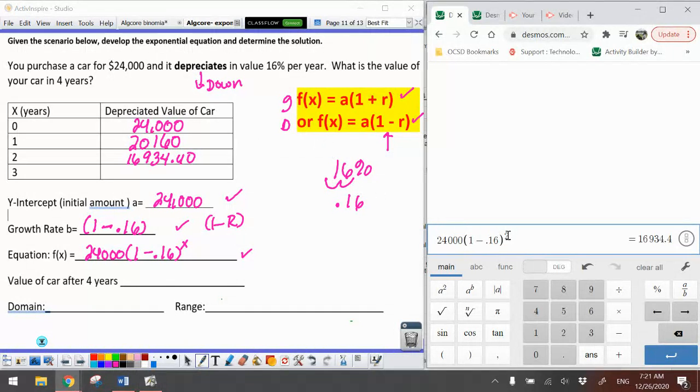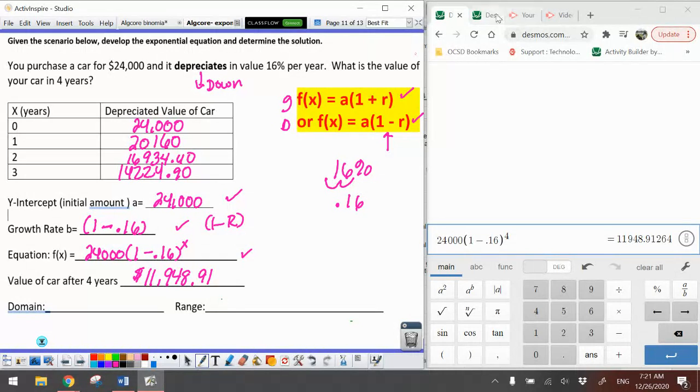Now let's try a 3. 14,224. And let's round that off. That would be 0.90, so 90 cents. And then the next question says, find the value in 4 years. So we're going to go ahead and put a 4 in there. And I see that this is $11,948.91 because that 2 is not going to make that any bigger. Okay, it's not going to make that any bigger.